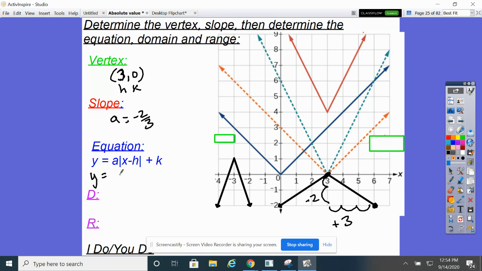So the equation is y equals negative 2/3 (x minus 3). If h is positive 3, this guy lies, tells me negative 3. And again, the k value is 0, so we don't need to write it at the end. So we can determine the equation from the a, h, and the k, and we can determine the transformation, how it shifts, translates. That kind of means the same thing, slides, or how it reflects if the slope is negative.